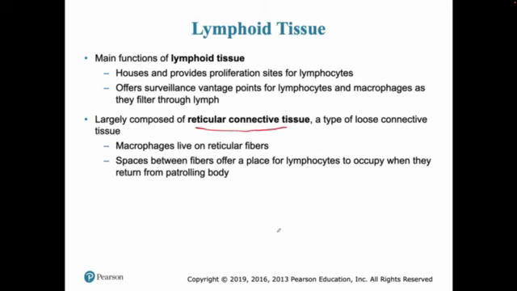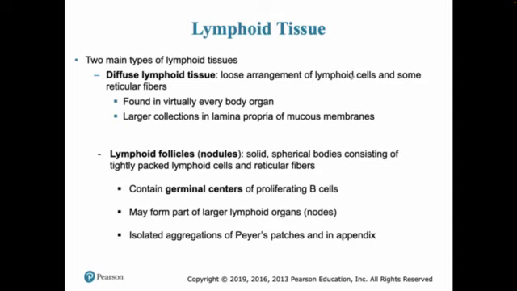What do they do? They house and provide the proliferation site of the lymphocyte. So they help the lymphocyte to proliferate, and offer surveillance vantage points for lymphocytes and macrophages as they filter through lymph. But the main function is basically proliferation of lymphocytes.